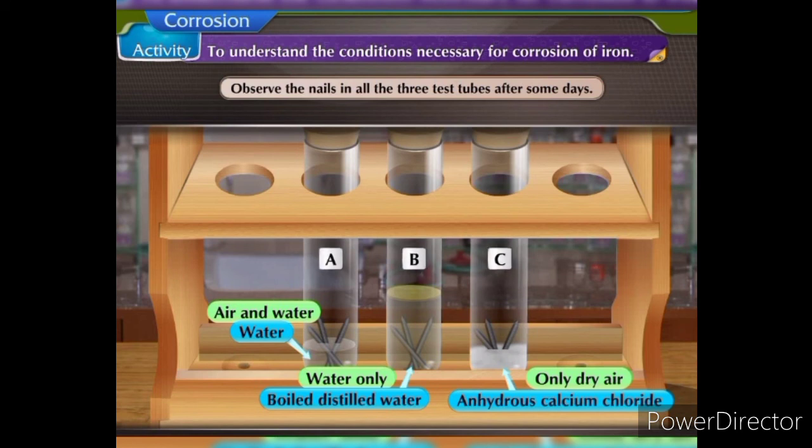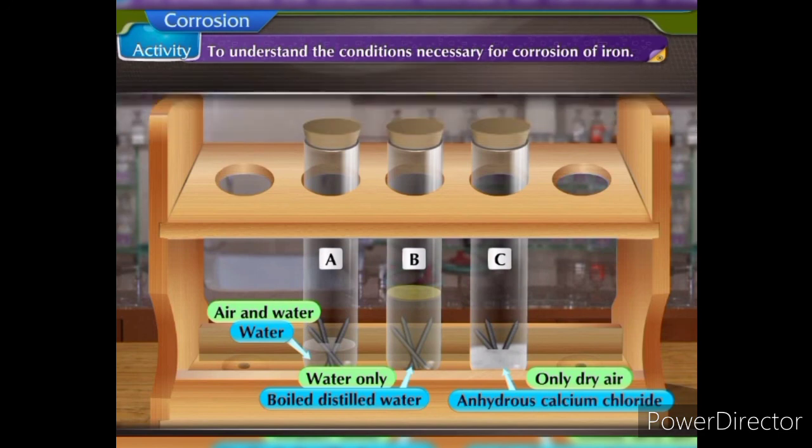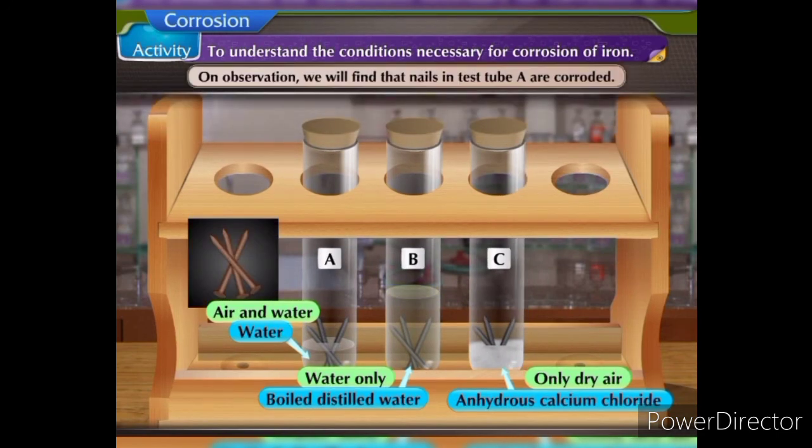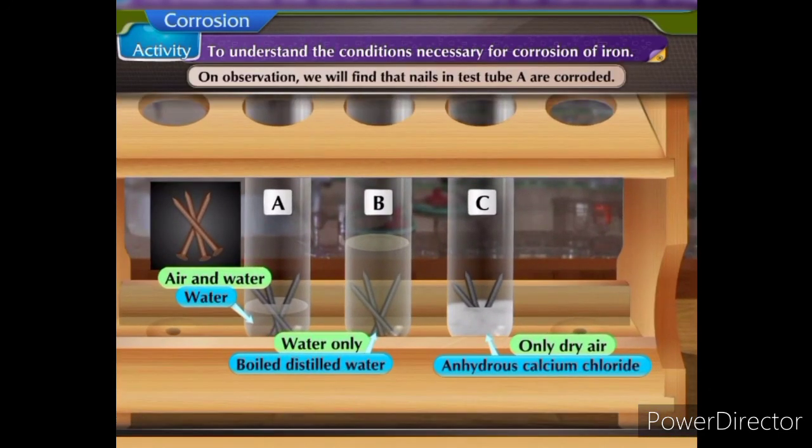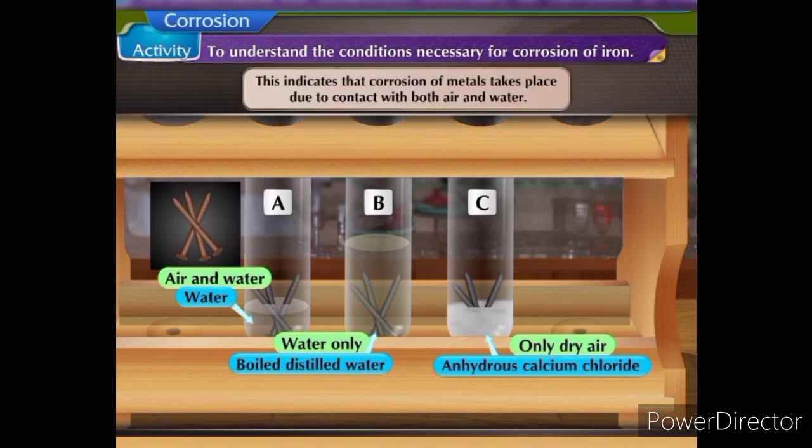Observe the nails in all the 3 test tubes after some days. On observation, we will find that nails in test tube A are corroded, but nails in test tubes B and C are not corroded. This indicates that corrosion of metals takes place due to contact with both air and water.